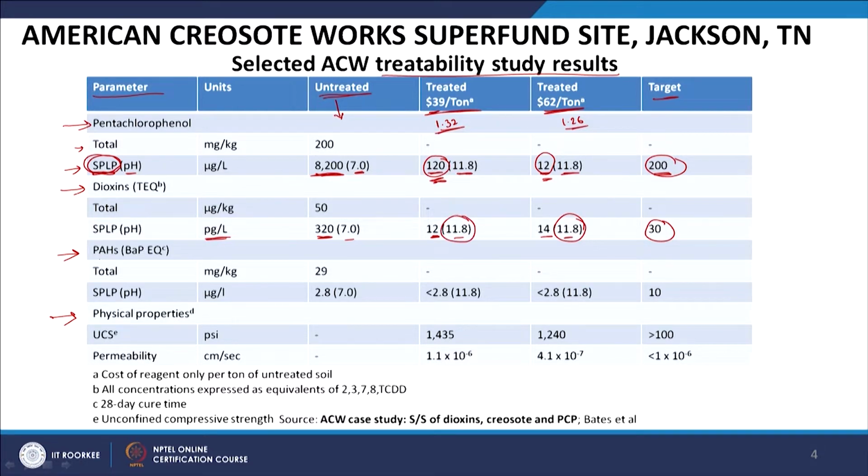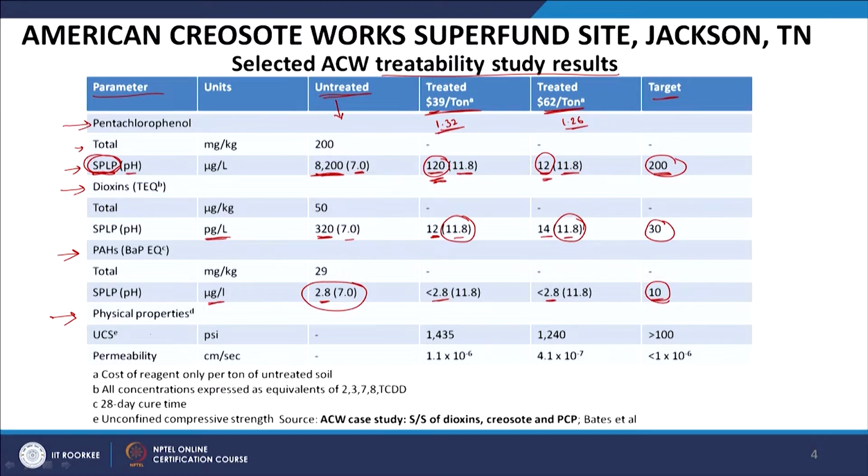Moving on to the polyaromatic hydrocarbons, right. We have it in micrograms per liter, so 2.8 initially, and here I guess it is less than the method detection limit. So they just mentioned that it is less than 2.8, and it looks like the standard itself is 10. So even in the untreated waste the PAH was not a concern, right.